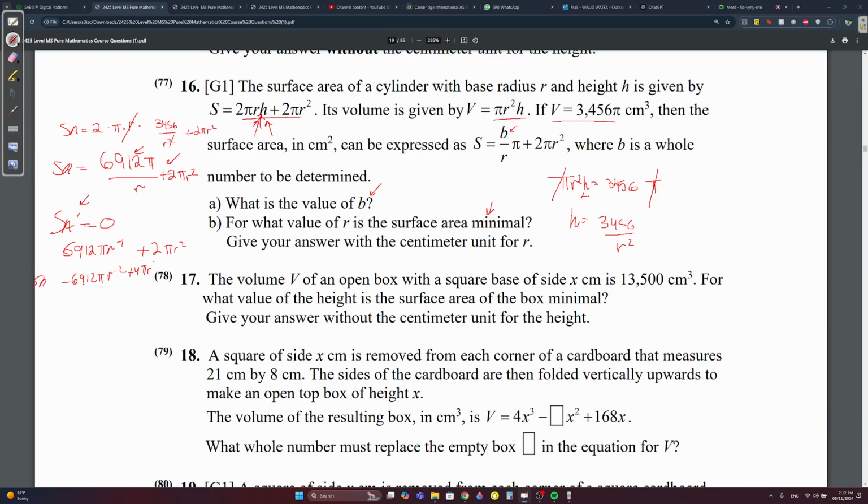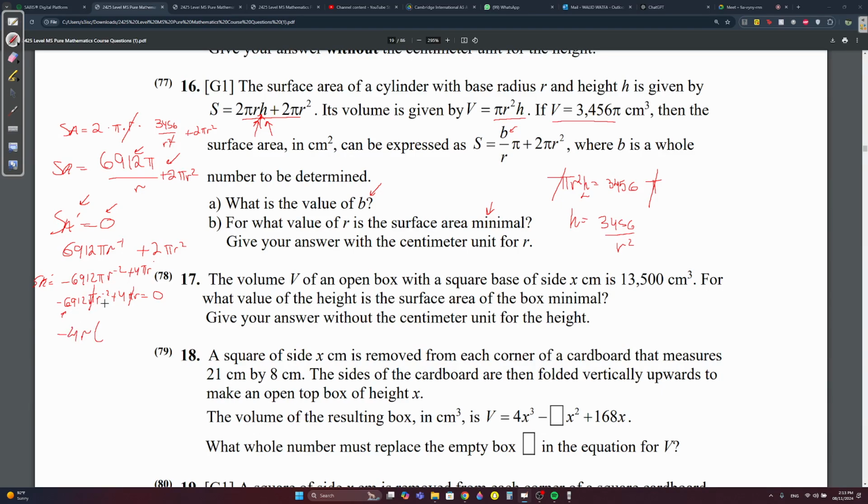So this is SA prime, right? We're supposed to equate it to 0 to find the minimum, the stationary points, right? Let's equate it to 0: minus 6912 pi r to the minus 2 plus 4 pi r equals 0. Let's start by cancelling pi with pi, okay? And then take minus 4 out because it's common, and also take r out.